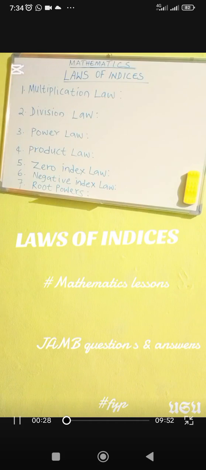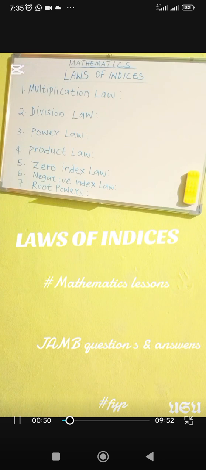Then subsequently, we'll now look at questions that relate to these 7 laws of indices. Now, I want you to pay attention. In the law of indices, we have 7 laws of indices. But before we go into the laws of indices, I want us to understand certain things.